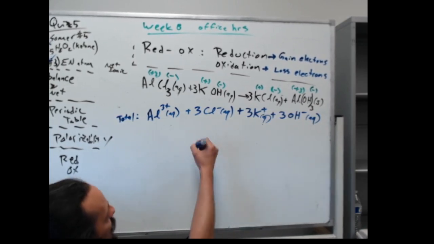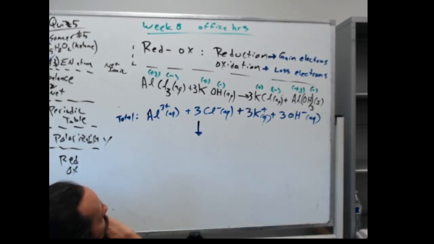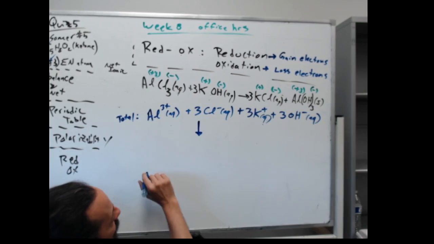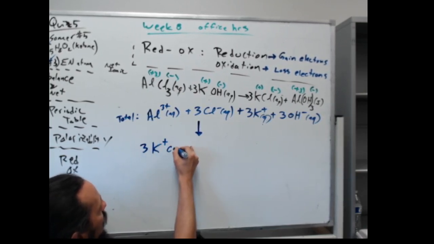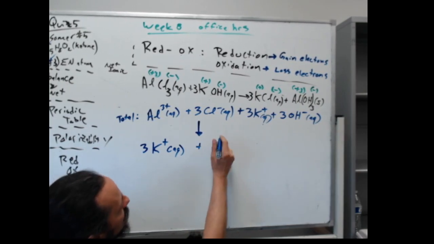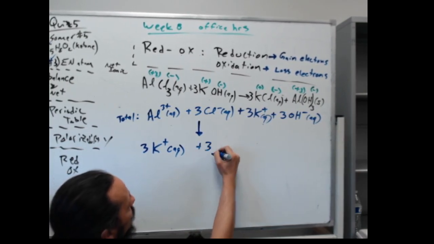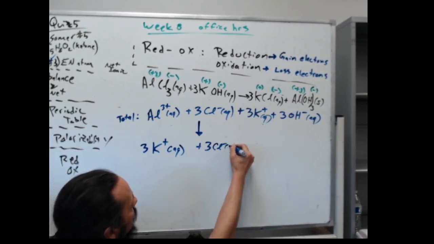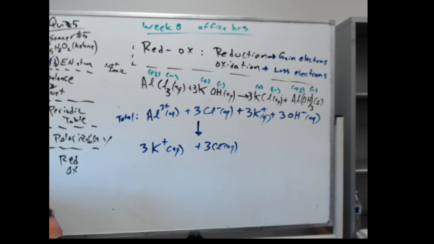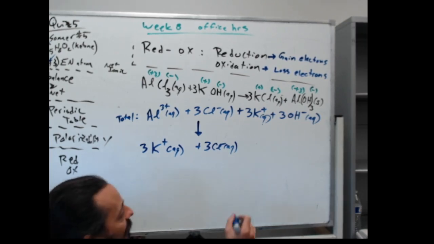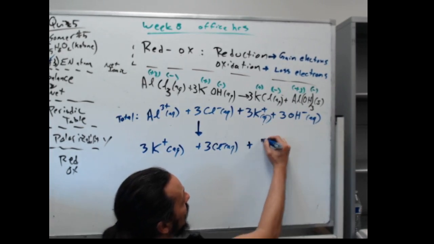Now I didn't give myself enough space, so I'm just going to go down instead of across. KCl, ionic bond, will break apart to be 3K+ and 3Cl-. Aluminum hydroxide, ionic compound, but we already looked at the solubility rules and said it's not going to disassociate, it's going to stay a solid. So we're just going to leave that as a solid.